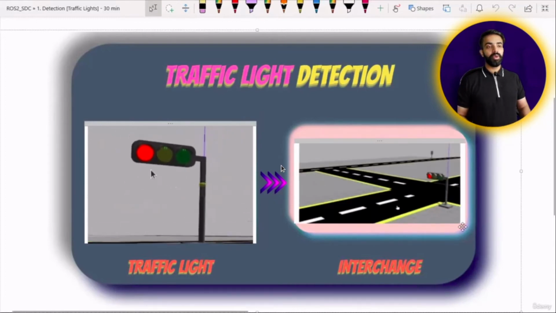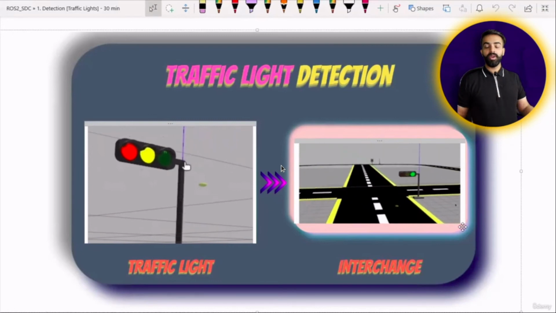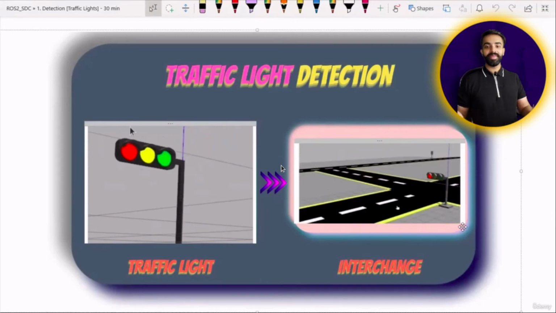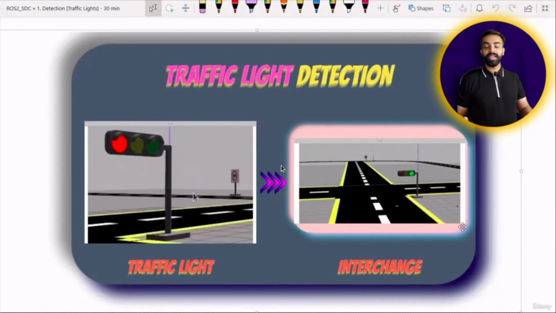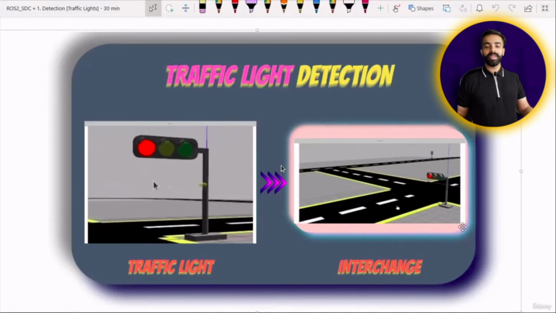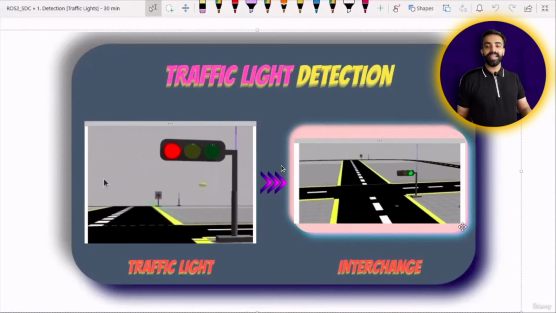Intersections occur when two or more roads intersect at a point. These are often accompanied with traffic lights. So this means any self-driving car is incomplete without the ability to detect and respond appropriately to traffic lights and cross intersection as a result.